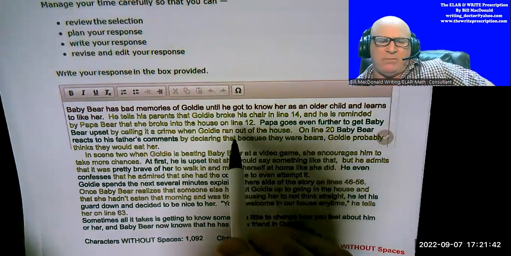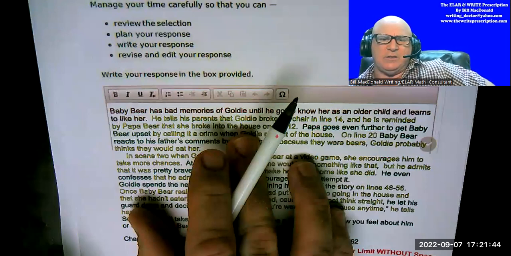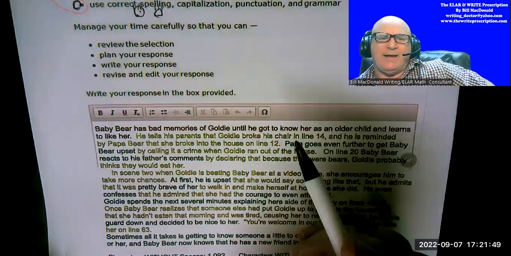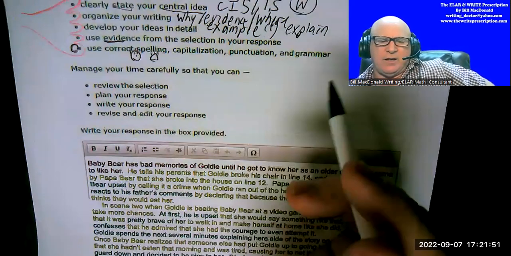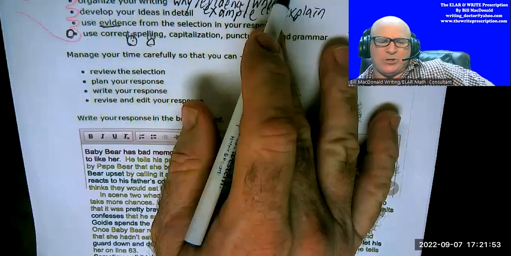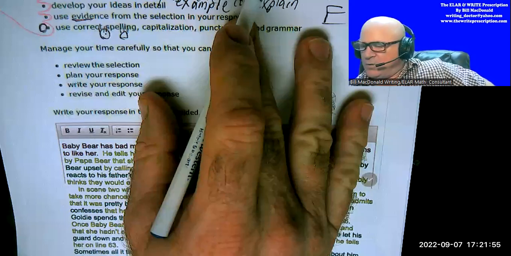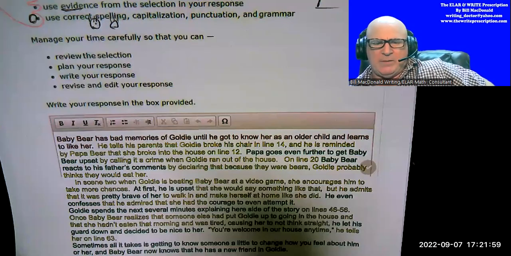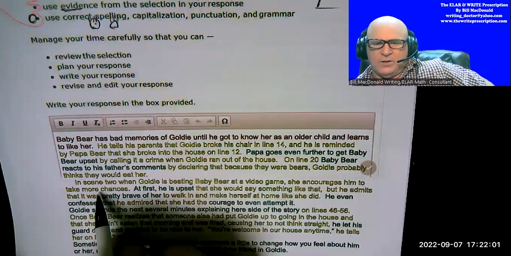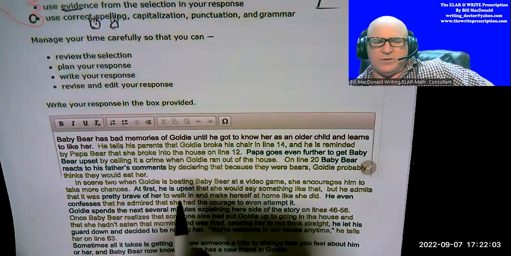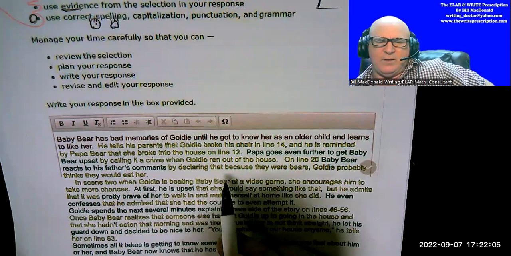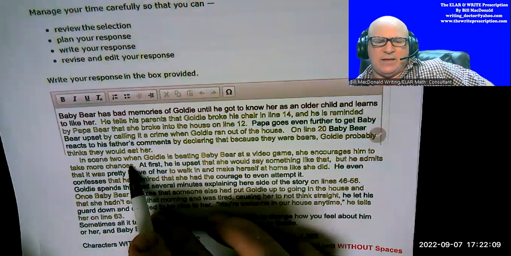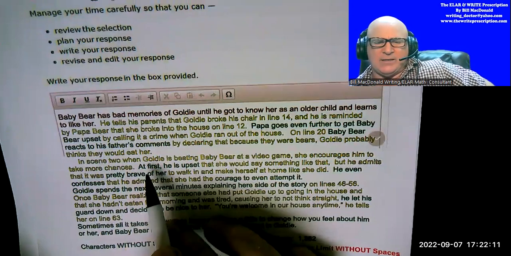So I would probably suggest if you're going to teach your kids to break a response into 2 pieces, you might have them start a new paragraph with an indentation. So here we go. In scene 2, evidence, when Goldie is beating Baby Bear at a video game, she encourages him to take more chances. All of that was at the beginning of scene 2. At first, he's upset. It doesn't say that, but I can tell by his actions.